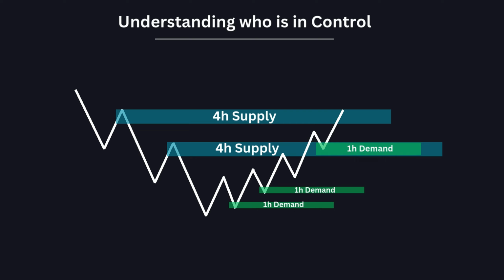But if price breaks through the 4-hour major supply zone, then we can say that the demand took the control. And as long as price stays above the demand zones, we are in an uptrend. But if somehow the price breaks the demand zone to the downside, then we can say that the uptrend is over. And once again the market is in a downtrend, and supply took the control.